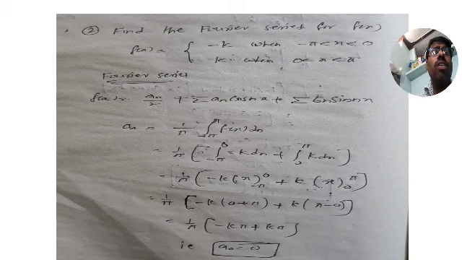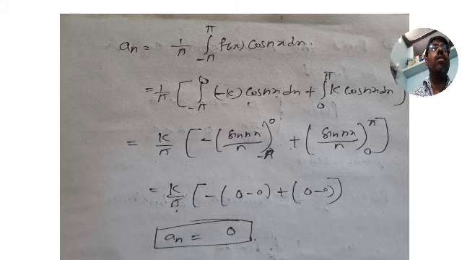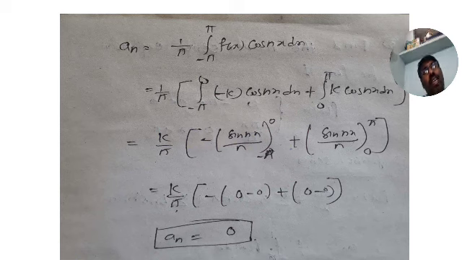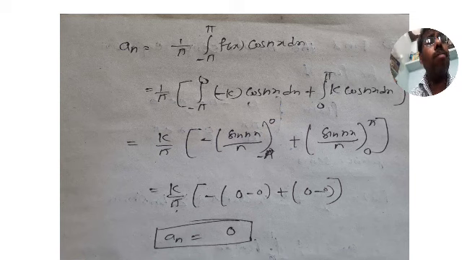So take down this a naught value, then let us go to the an value as well. So what is an? An is equal to 1 by pi integration from minus pi to pi of f of x into cos nx dx. But how is f of x defined? F of x is defined as minus k from minus pi to 0 and k from 0 to pi.